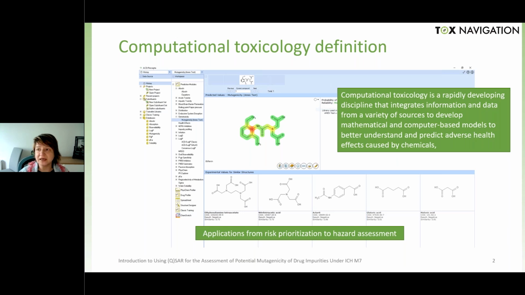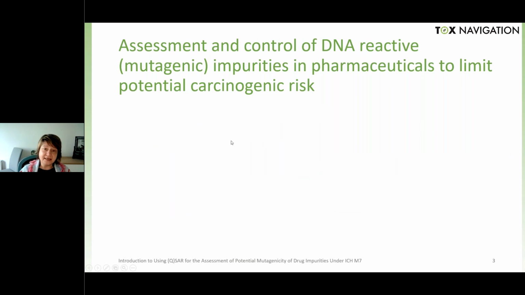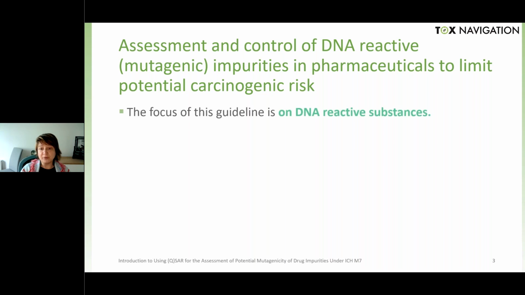The application that we wanted to focus on today is the assessment of the potential mutagenicity of impurities in pharmaceuticals. And the aim is to limit the carcinogenic risk associated with the presence of these impurities in our drugs. So in this specific application, the property we are trying to predict is very well defined, and it is the mutagenicity of chemicals.